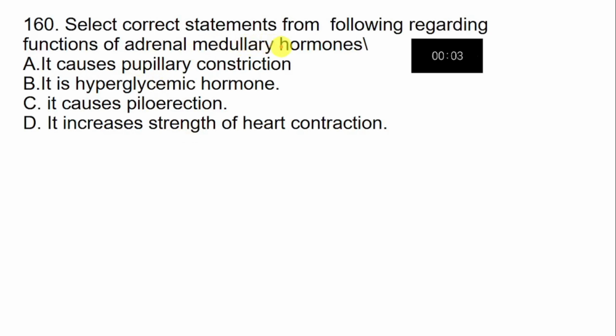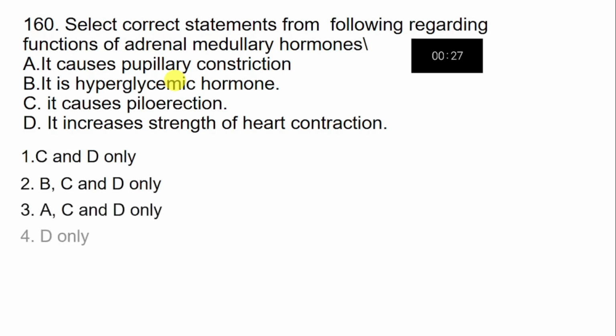Select correct statements from following regarding function of adrenal medullary hormones. So the adrenaline, okay, epinephrine, what is the role? It causes pupillary constriction. No, it causes dilation because it increases our ability to see more. So A is incorrect. Strikeout 3. Next one. It is hyperglycemic, correct. B is correct. B is only in option number 2. So we have the answer.